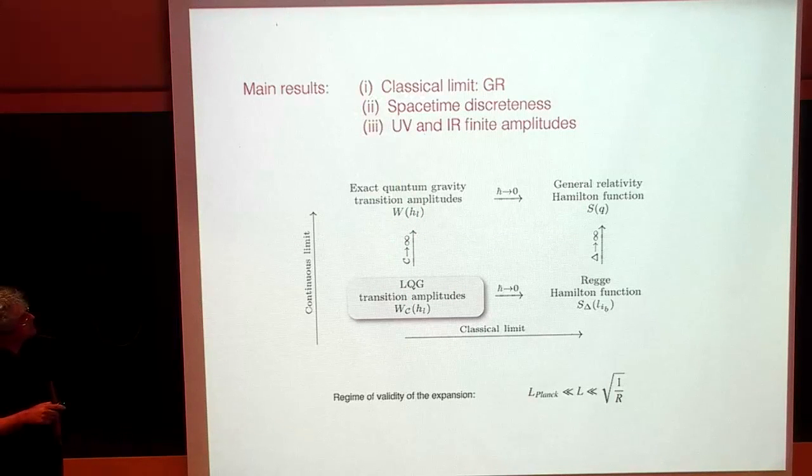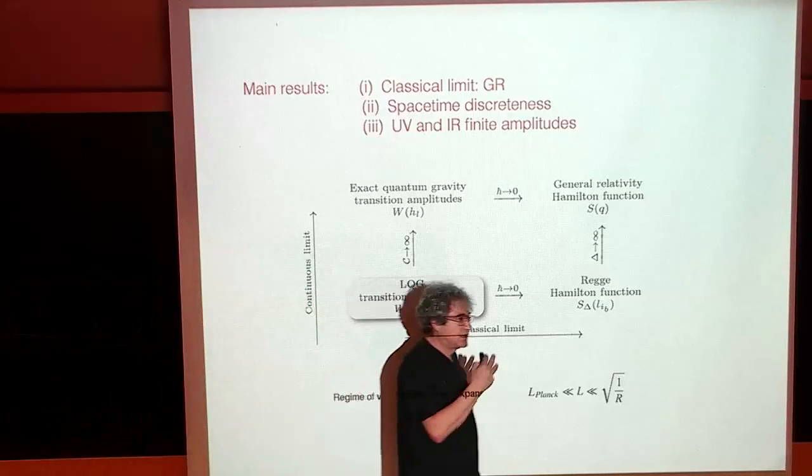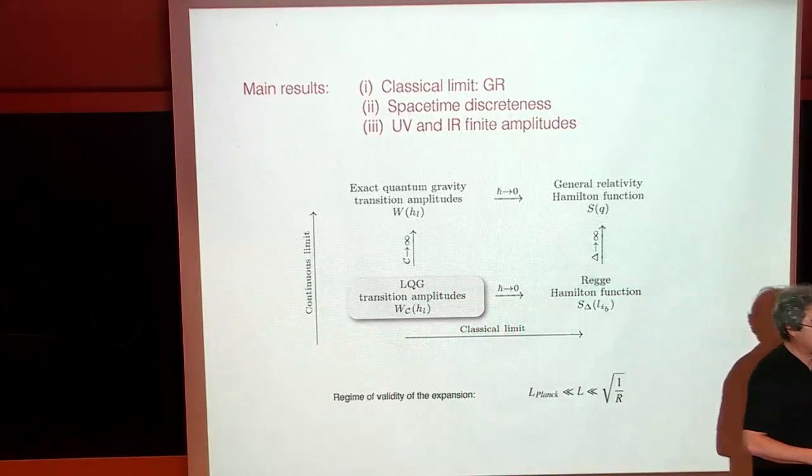So in this sense, we know something about the classical limit, the space-time discrete, which is the old one of quantum gravity, of loop quantum gravity, and the main result is that this transition amplitude I gave you is finite to all orders. It's ultraviolet finite and infrared finite to all orders.